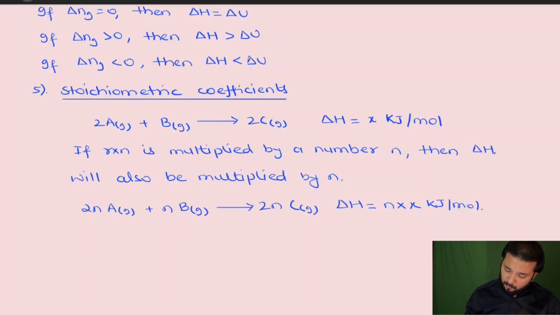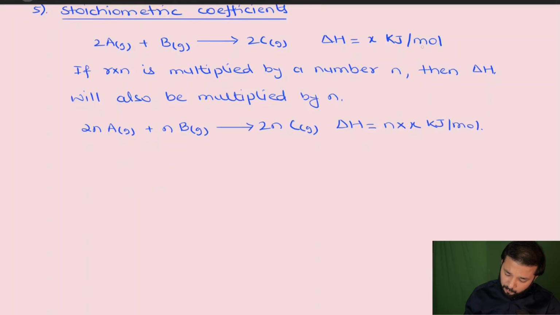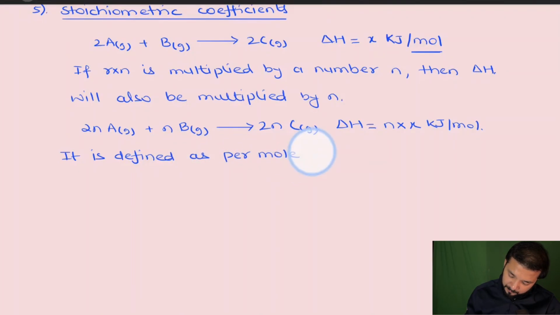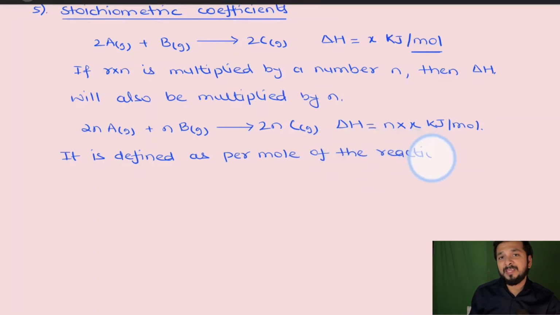Another point is, over here they have written kilojoule per mole. So what is this per mole? Whether it is per mole of A or per mole of B or per mole of C, or anything else. So this basically is per mole of the reaction. It is defined as per mole of the reaction.